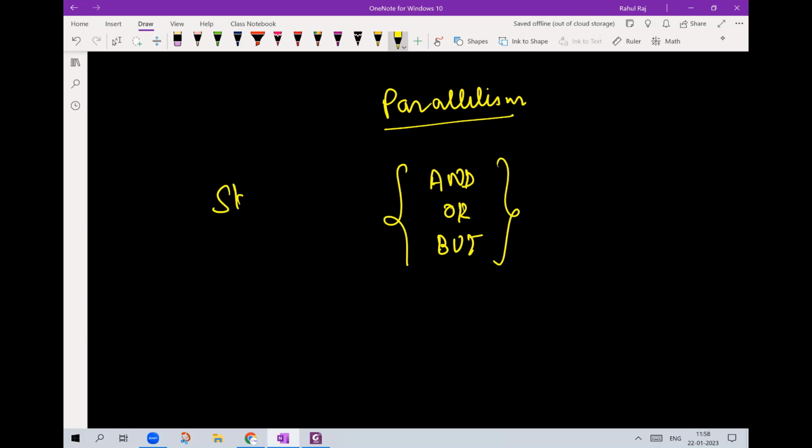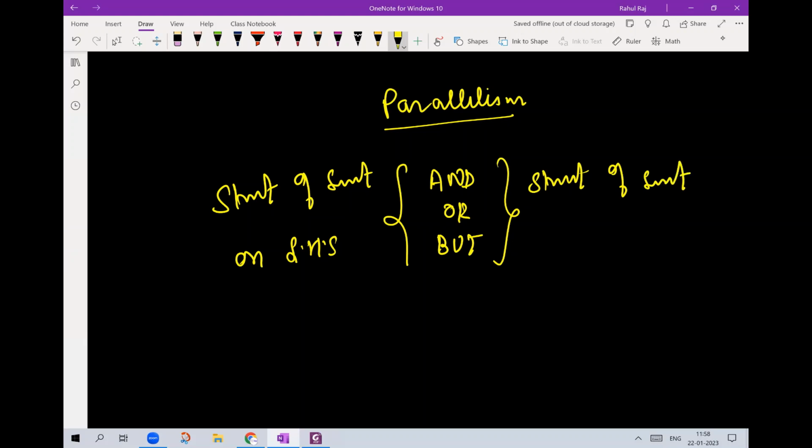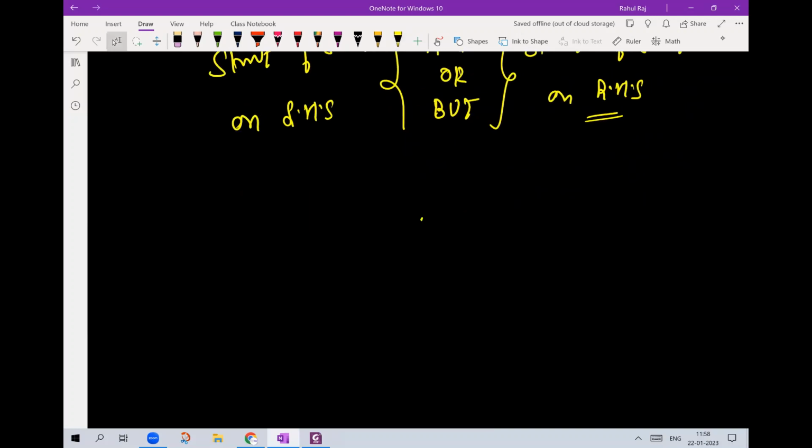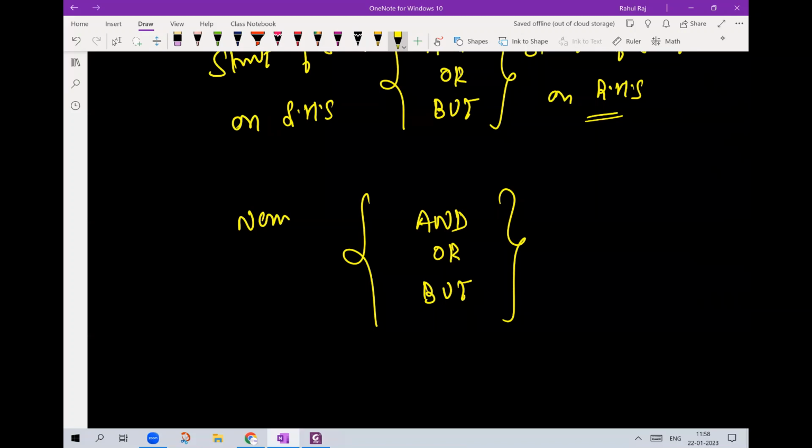It simply means the structure of the sentence on the left hand side of and or but should be equal, the very same, as the structure of the sentence on the right hand side of and or but. Simple logic. Now, what exactly do you mean by this? It simply means that if you have used a noun on the left hand side, you should be using a noun on the right hand side.